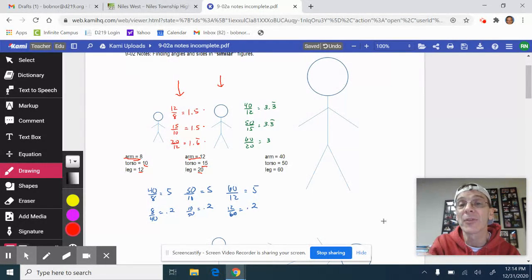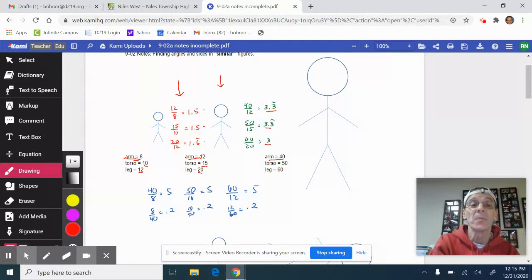Likewise, between the second and the third figures, I see that the third stick figure's arm length is 3.3 times the middle stick figure's arm length, the torso length 3.3 repeating times, and then the leg length exactly 3 times. Now listen, when I say the ratios must be exactly the same, I mean exactly the same. 3.3 repeating is not the same as 3, and 3.3 repeating is not the same as 3.3 non-repeating. Those are different numbers. And when we say they must be the same, we mean exactly the same.